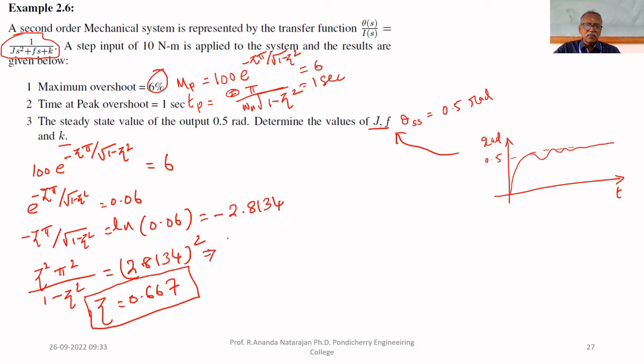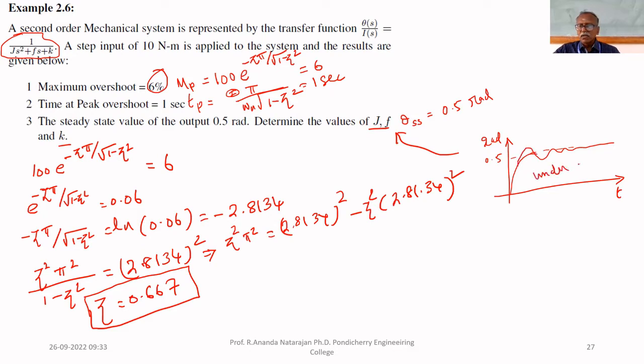This implies zeta square pi square equal to 2.8134 whole square minus zeta square 2.8134 square. From this, we can find zeta. Zeta equal to 0.67. Therefore, the underdamped assumption we made is correct. Underdamped system.